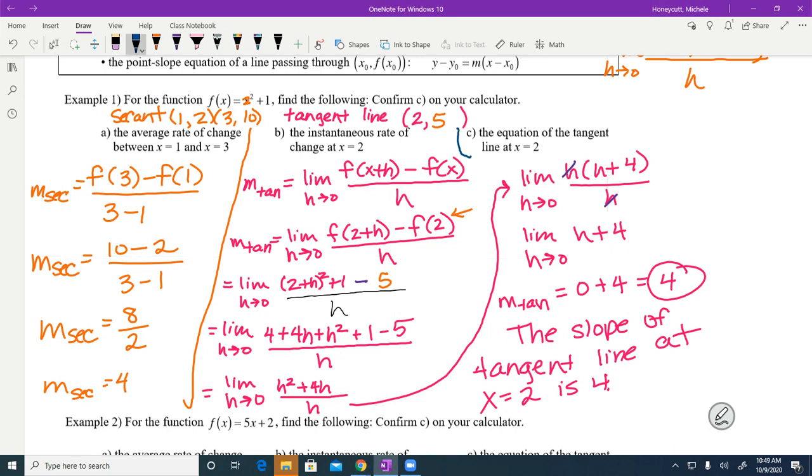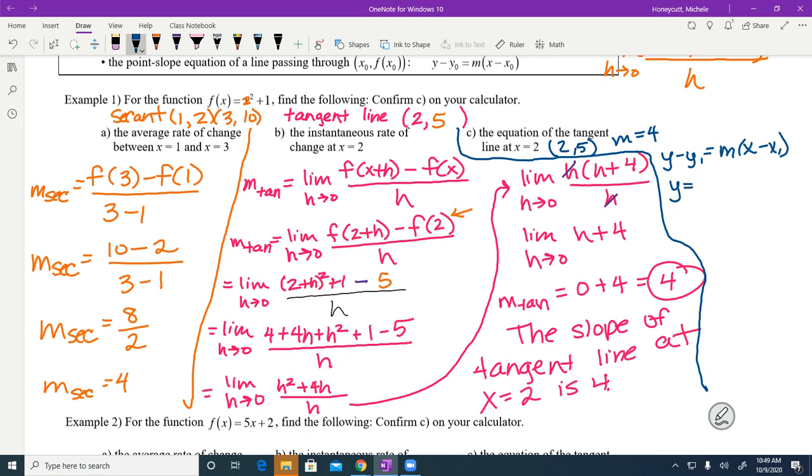So then part C says find the equation of the tangent line at x equals 2. And remember, it's at x equals 2, but we figured out that the coordinate was 2, 5. So if I know the point and I know the slope is 4, I can write the equation of a tangent line by using that point slope form that you learned way back in Algebra 1 or Algebra 2. The formula is y minus y1 equals m times x minus x1. So I substitute in the y value 5: y minus 5 equals the slope of 4 times x minus 2.